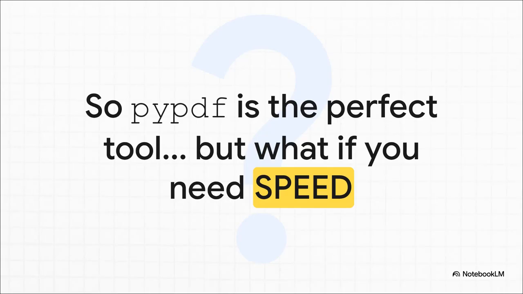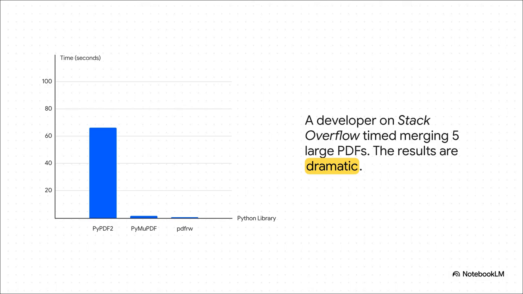So, it seems like PyPDF is the undisputed champion, right? It's got tons of features, it's pretty easy to use, it's perfect. Or is it? What happens when your main concern isn't just features, but raw, blistering speed? What if you're not processing a handful of files, but thousands of really large documents? Well, the difference in performance can be absolutely dramatic.